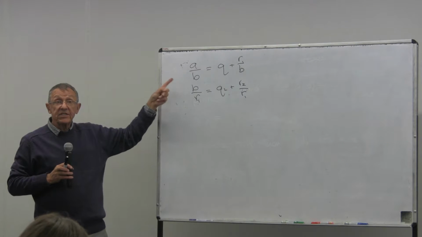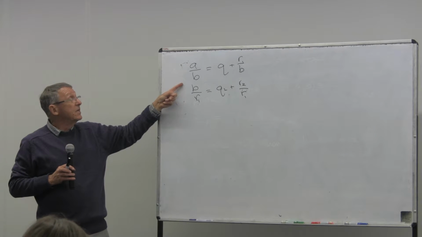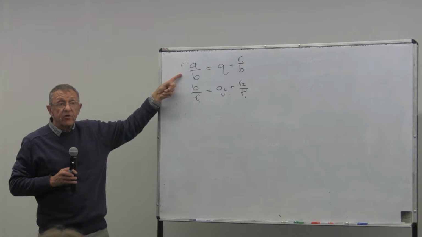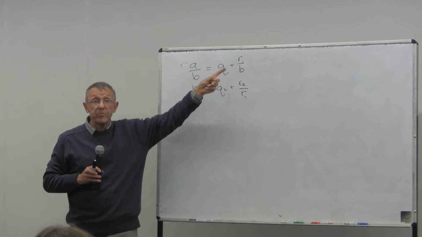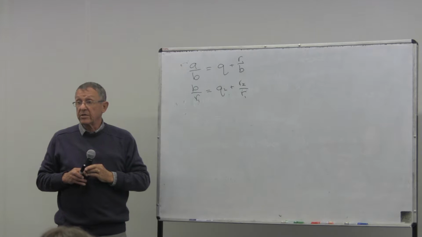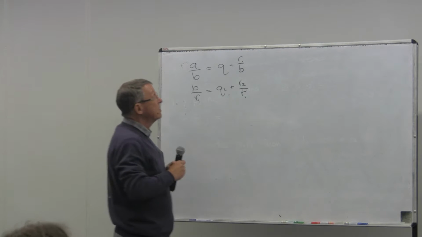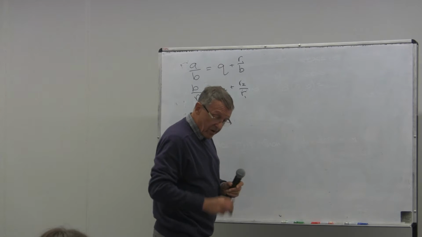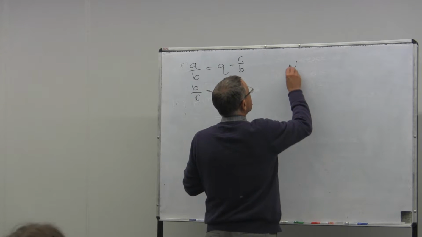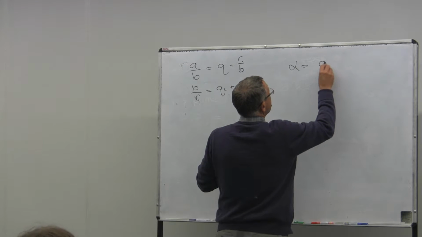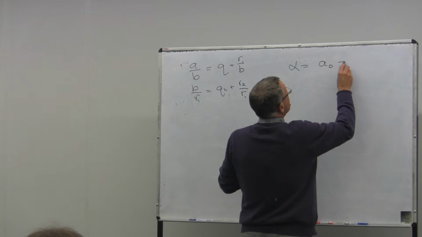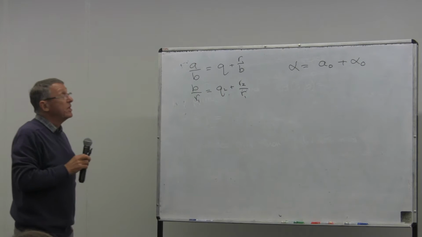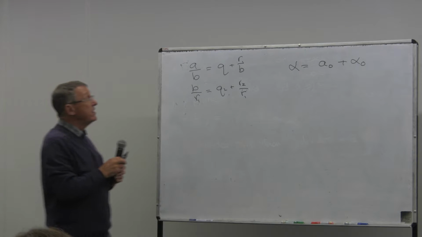But what is interesting about this is, why does it matter that we started off with a rational number? We could start off with any real number and write it as an integer part and a fractional part. So we could start with any old number alpha and write it as, I'm going to use slightly different notation, a0 plus alpha naught, where a0 is an integer and alpha naught is between 0 and 1.